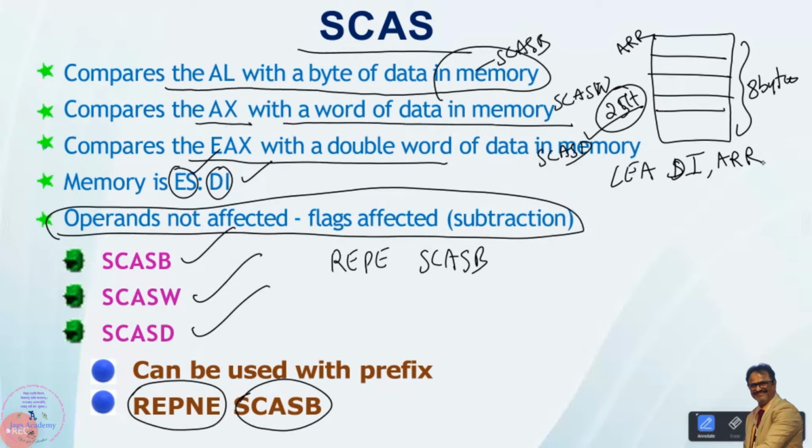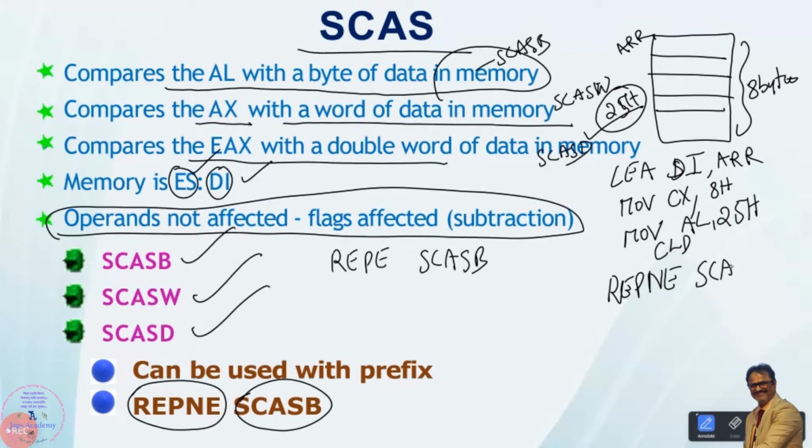Now I move the count into the CX register, 8H, since the 8 bytes are there. Then I move the number to be searched into the AL register, AL, 25H. Then I use CLD because I want to increment DI to check the next number. Then I use repeat not equal SCAS B.